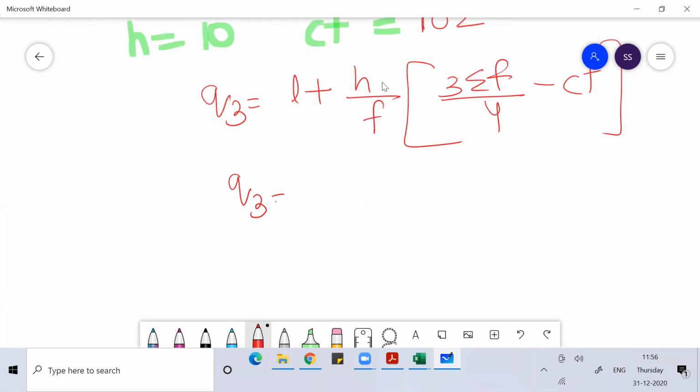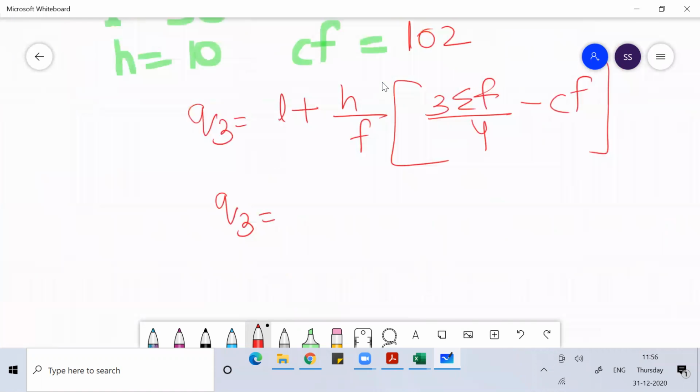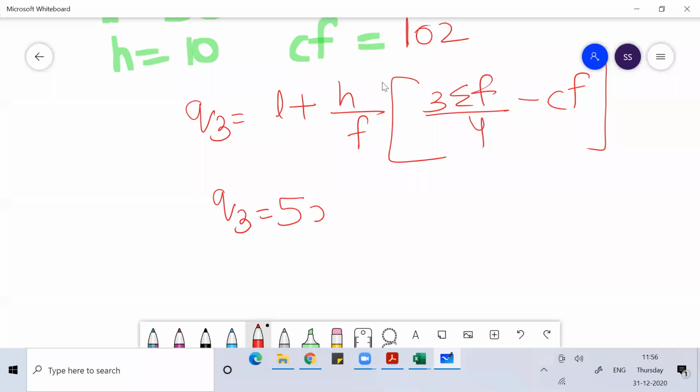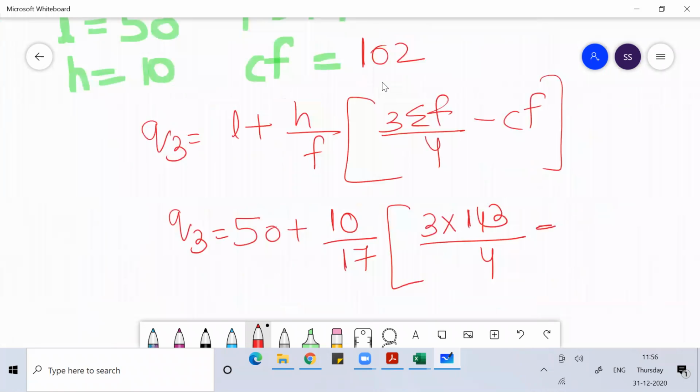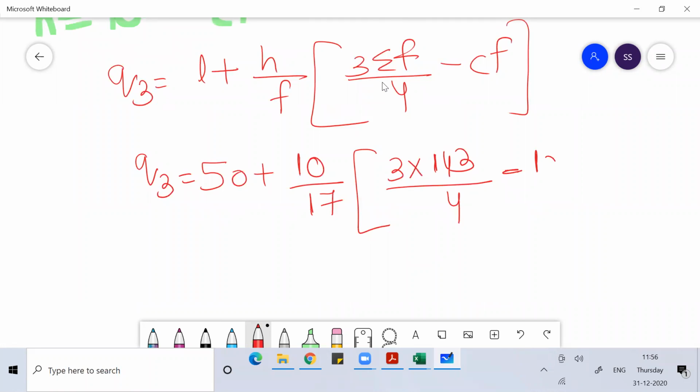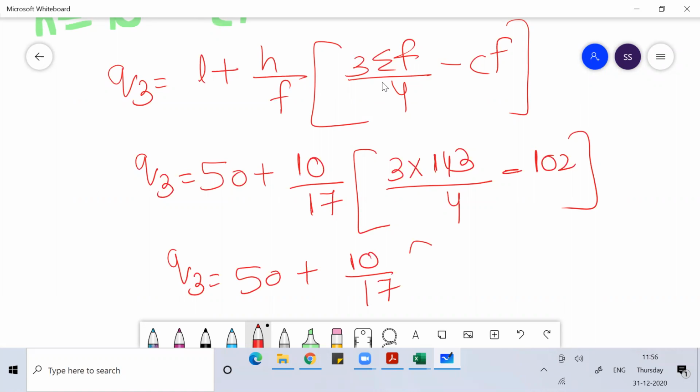So Q3 is L, where L is 50. H is 10. Frequency is 17. Frequency 17 into 3 into sum of f 143 by 4 minus CF. CF is the cumulative frequency before it, that is 102. So you get the value of Q3. Q3 is 50 plus 10 by 17.